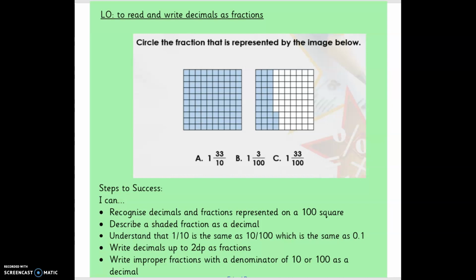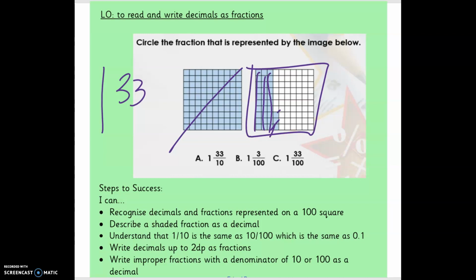So hopefully you managed to see that we have 1 whole square, which is going to give us 1. I can see here that I have 3 rows coloured in all together, which I know is 30. And then I've got 3 chunks left over. I can see that this is on 100 square, so it's going to be 33 over 100. I've got 1 whole and 33 hundredths.